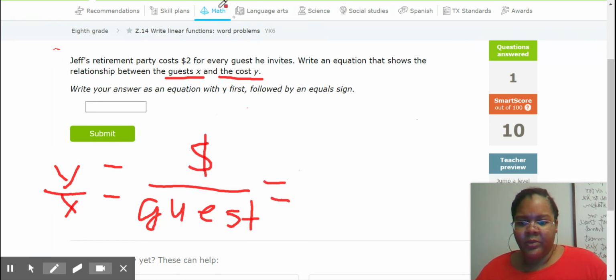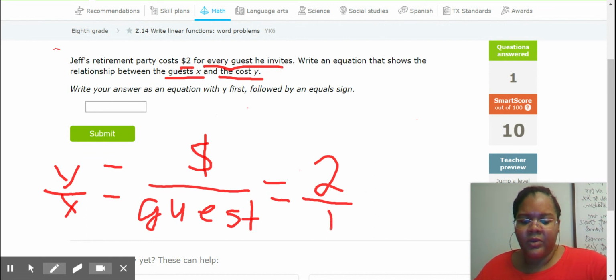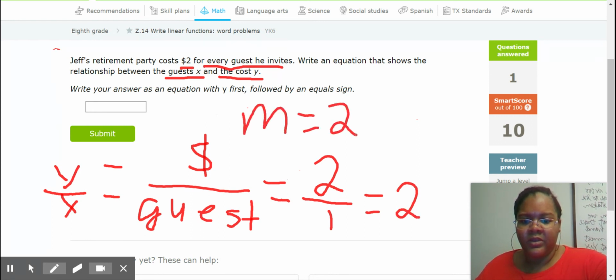Let's fill in some numbers. The retirement party costs $2. So my y is 2 for every guest he invites. So that means for every one guest he invites. So that's 2 over 1. 2 divided by 1 is 2. That means that m equals 2.